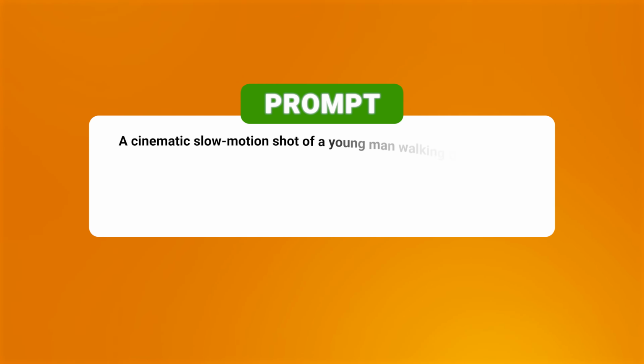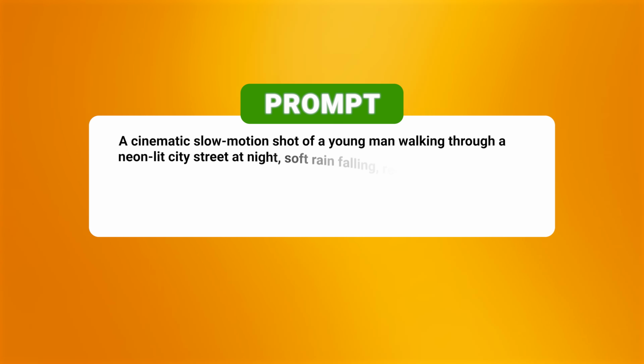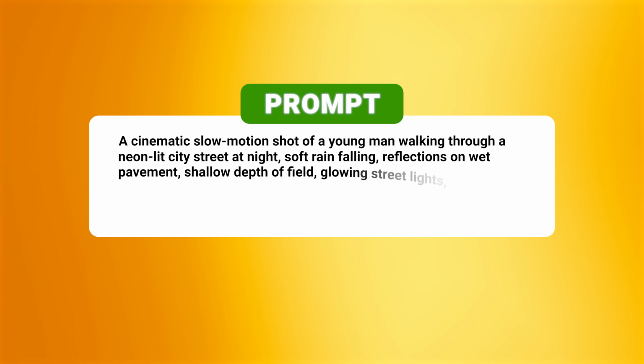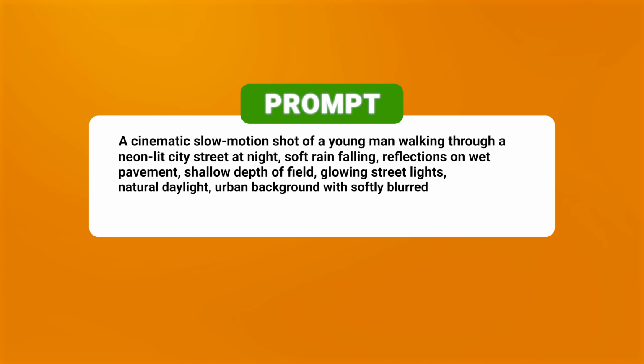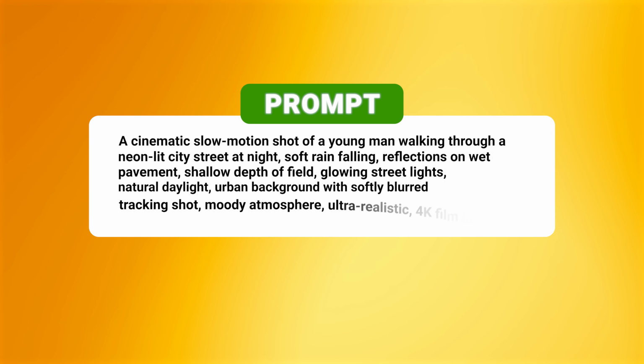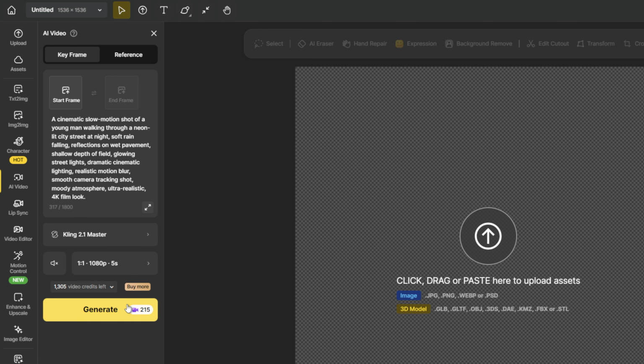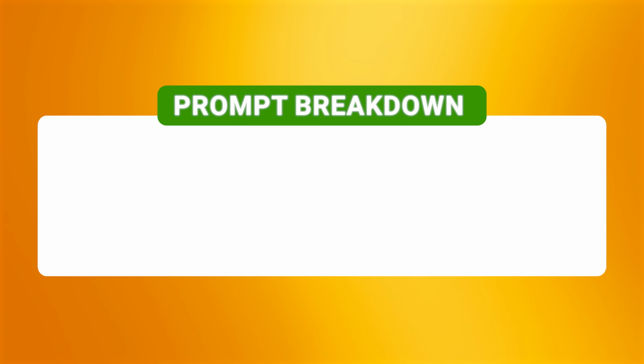A slow motion shot of a young man walking through a neon-lit city street at night. Gentle drizzle. Reflections on wet pavement. Shallow depth of field. Glowing streetlights. Dramatic cinematic lighting. Realistic motion blur. Smooth camera. Tracking shot. Moody atmosphere. Ultra-realistic 4K film look. I hit Generate in Dzine.ai. Video creation begins.